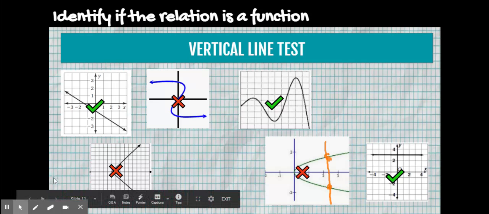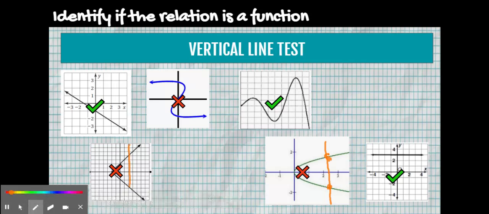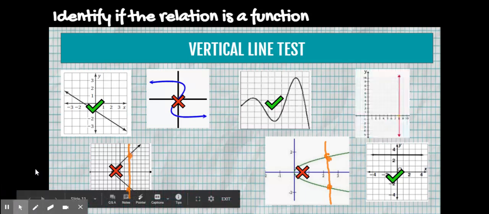Not a function. It fails that vertical line test. Remember right here, fails twice. How about this one?